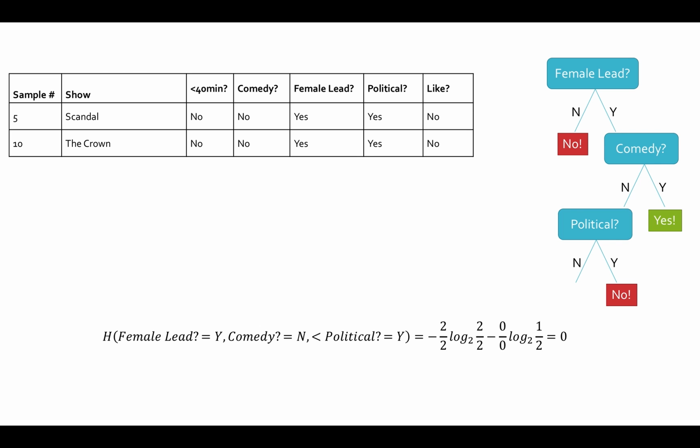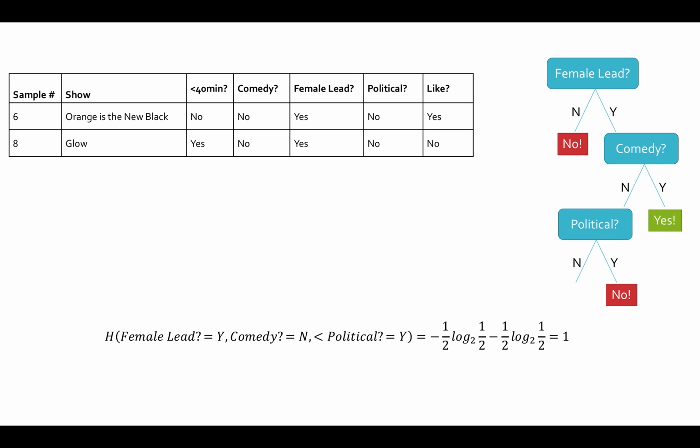Now let's see where we're at. So if we ask female lead yes, comedy no, and political yes, we see that we have 2 samples and they both have a value of no for like. That means that our entropy is 0 on that side and we're done and we can just say no. Moving on to the left-hand side, we see that if it's yes, it's a female lead, no, it's not a comedy, and no, it's not political, we're pretty split on it. We like one of them and we don't like the other. And so our entropy is 1, which means we should be able to improve.